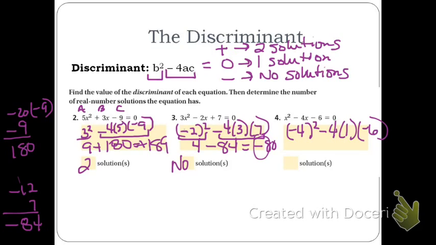Negative 4 squared is a positive 16, and then I need to do my multiplication of all three of those terms together. A negative times a positive 4 times 1 is negative 4, and that negative 4 times the negative 6 equals a positive 24. If I were to add those two numbers together, I would get a positive number, which is all I really care about. Because it's positive, therefore, that quadratic would also have two solutions.